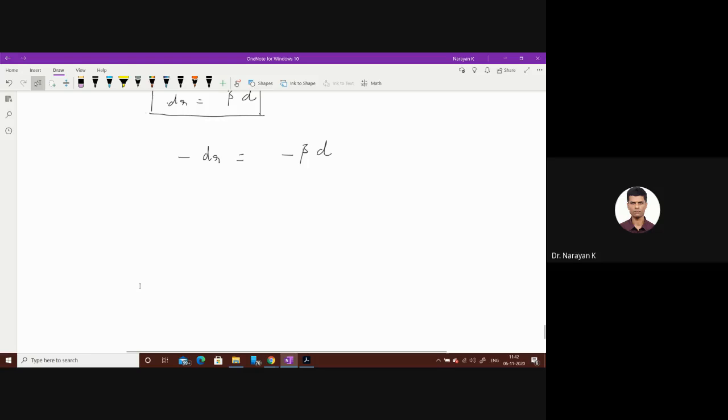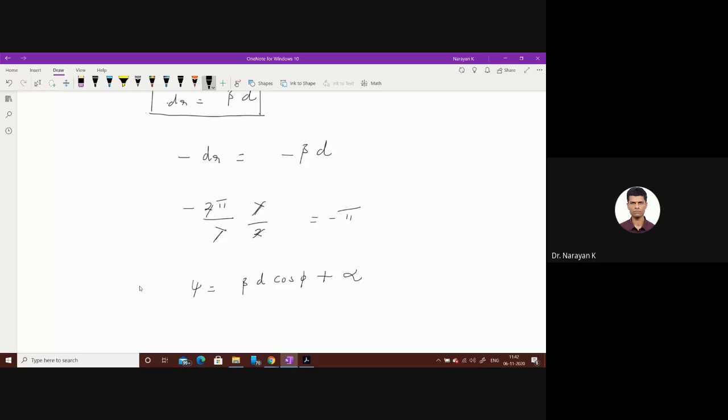Minus beta into d. So what is your beta? Minus 2 pi by lambda. What is d? Lambda by 2. So 2 will get cancelled, lambda will get cancelled. You will have minus pi. Okay. So your psi will be equal to beta d cos phi plus alpha.